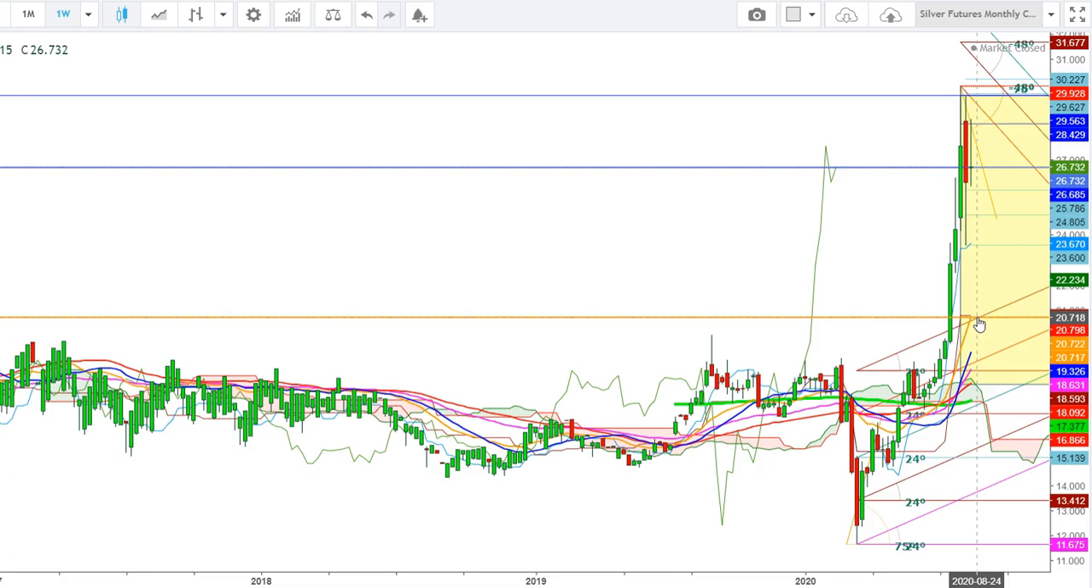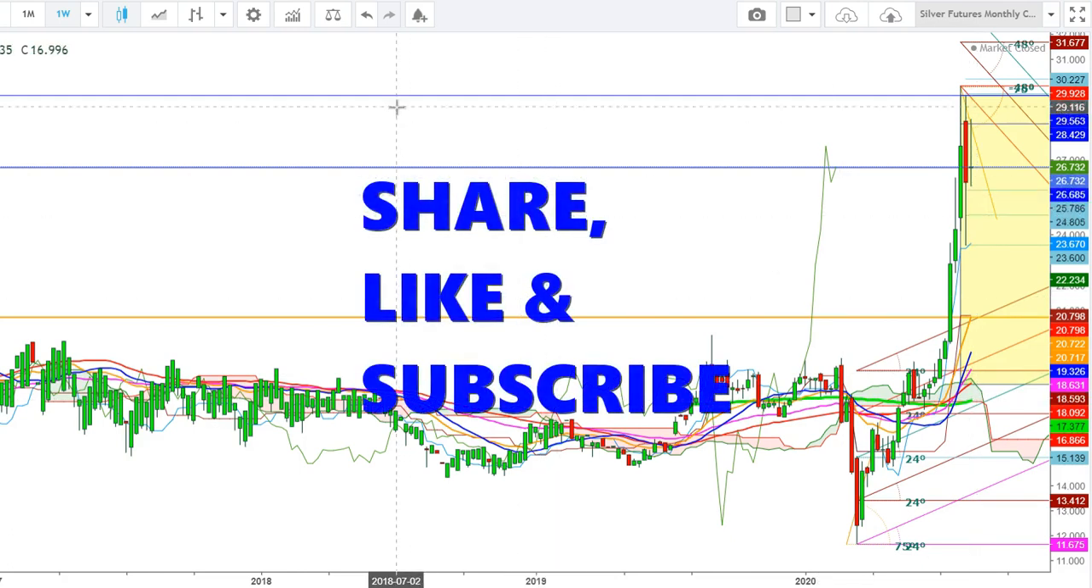Some buying can be seen from the levels of $20, but I find that a sustainable move below the levels of $20 will result in a sharp sell-off from these levels, which may push the silver futures down to the levels of $17.467.